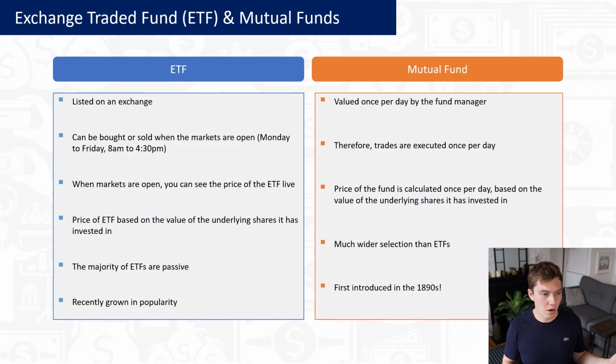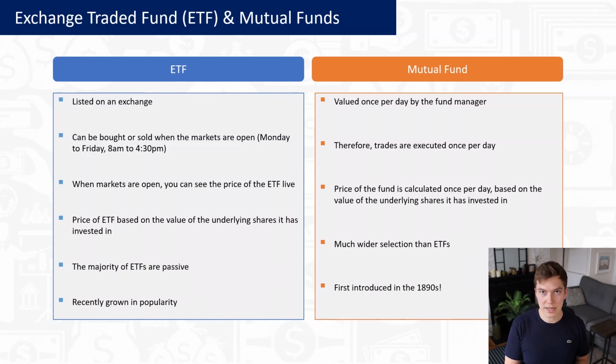So if at 1 o'clock you want to buy one of these exchange traded funds, you can log on to Hargreaves Lansdown or Vanguard or wherever, and you can see the price moving because it's actively trading. And you can say, right, I want to buy £25 worth. You put £25 worth in and you will buy that share immediately because it's traded on an exchange.